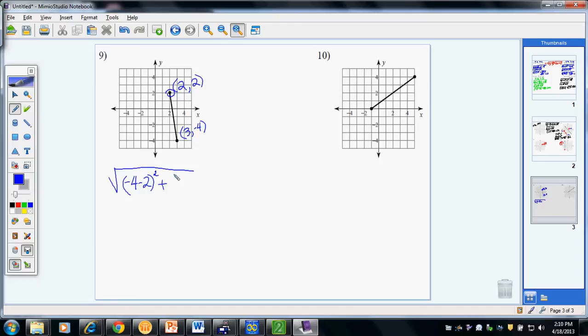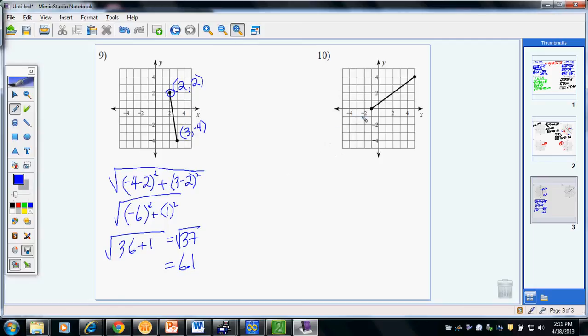So 3 minus 2 for the x2 minus x1. -4 minus 2 is -6. 3 minus 2 is 1 squared. So -6 squared is positive 36. Anytime anything is squared, it comes out positive, plus 1, because 1 squared is 1. So we get the square root of 37, which is equal to 6.1.